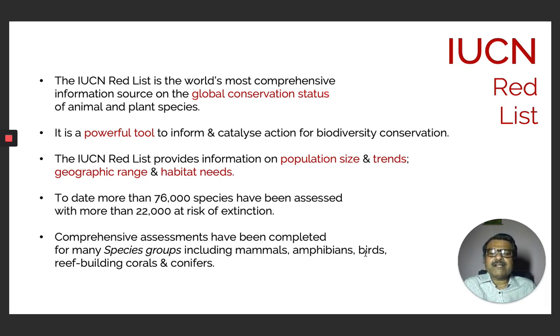To date, 76,000 species have been assessed, and more than 22,000 species are noted to be at risk of extinction. So the Red List is a comprehensive list with various information on various species groups like mammals, amphibians, birds, corals and conifers. Their comprehensive assessment has been done in the IUCN Red List.